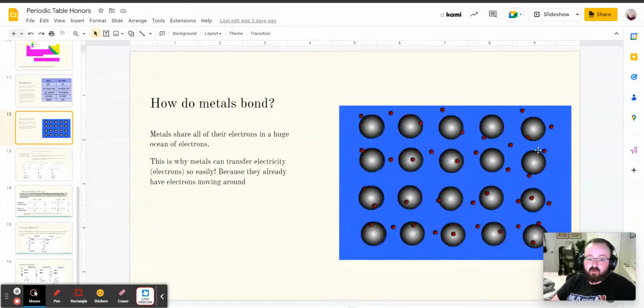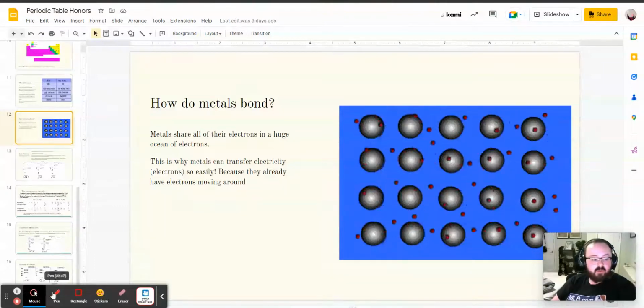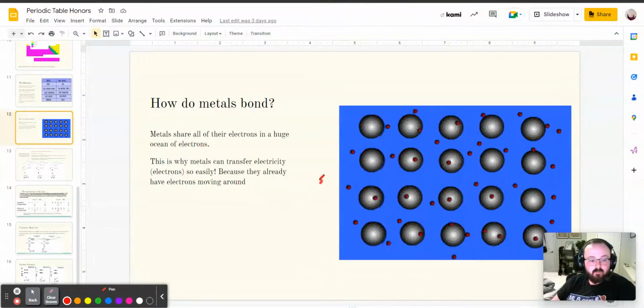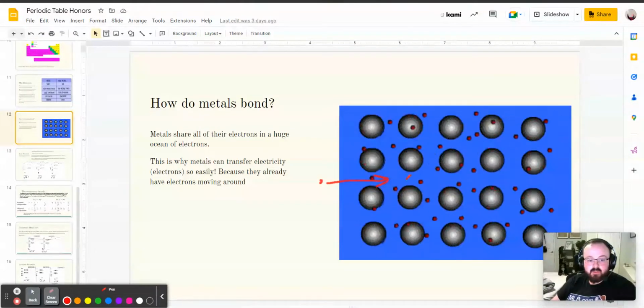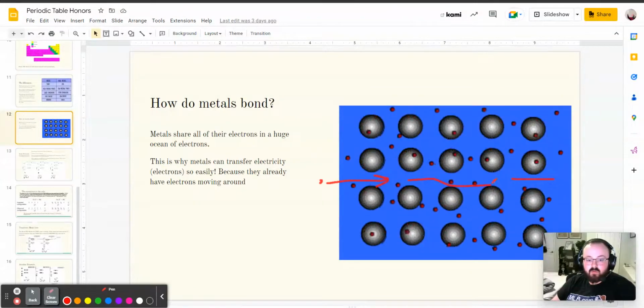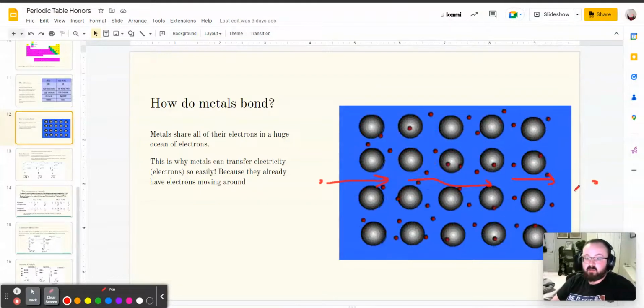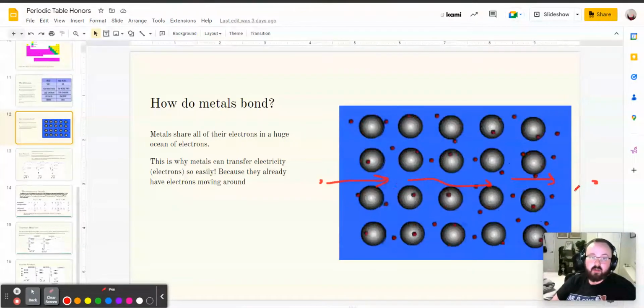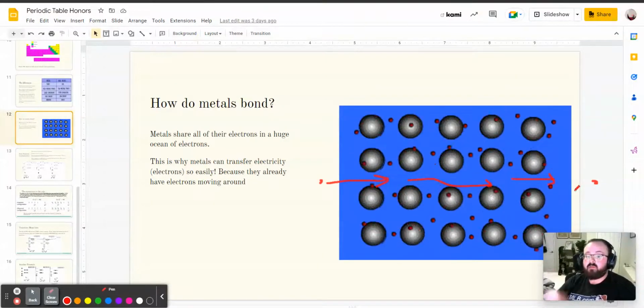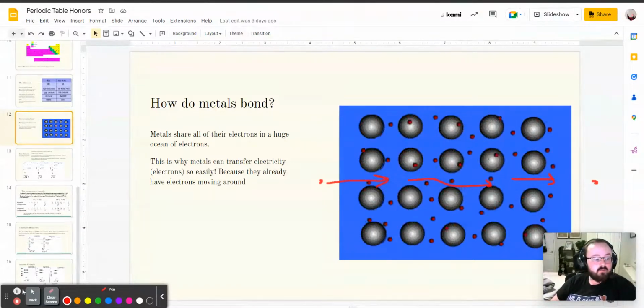Because the electrons are already flowing through, if you have another electron that's going to come in, it's very easy for it to just move on through, because everything else is already moving through, and your electron's going to come out the other side, which is why we use wires made out of metals such as copper to really flow electricity.